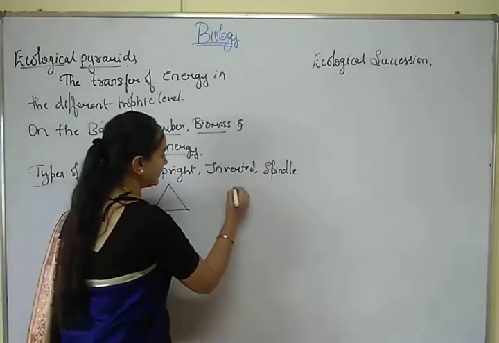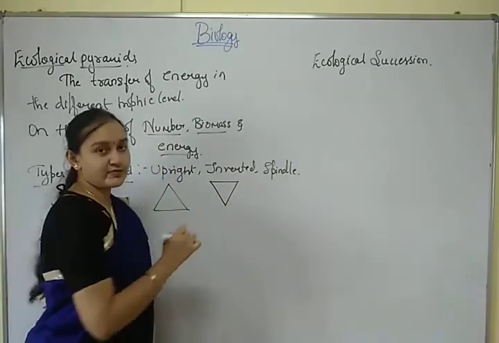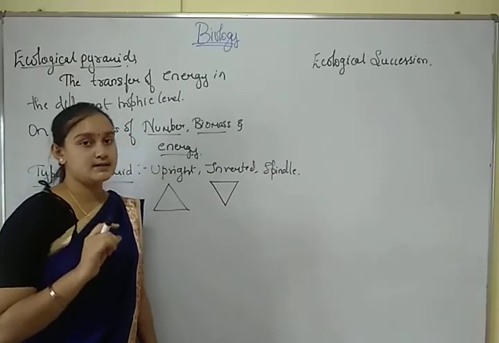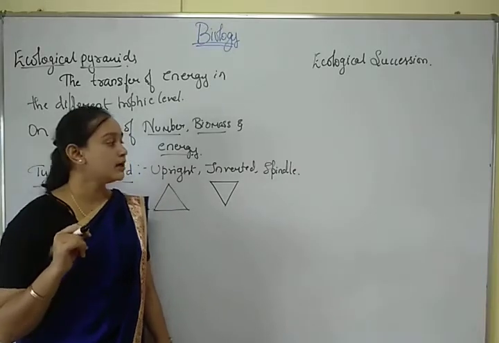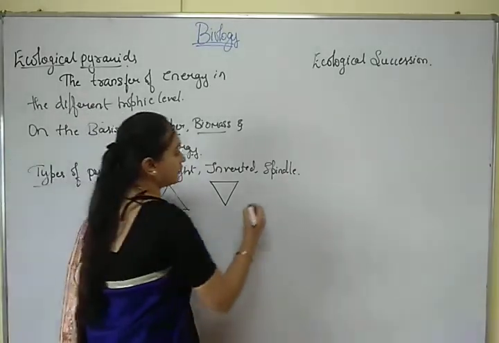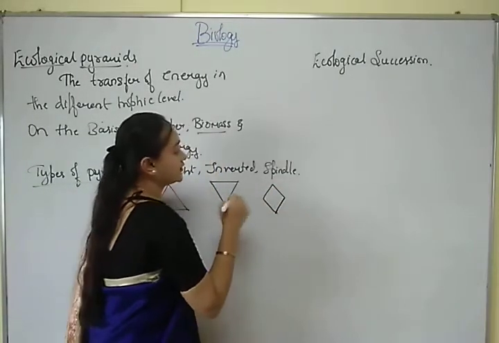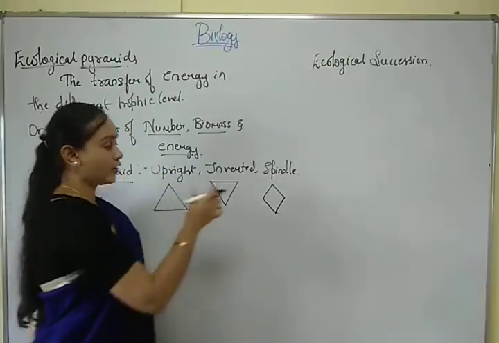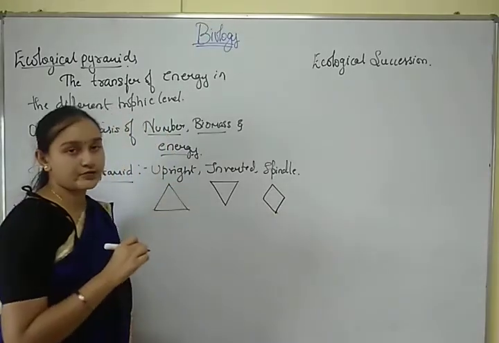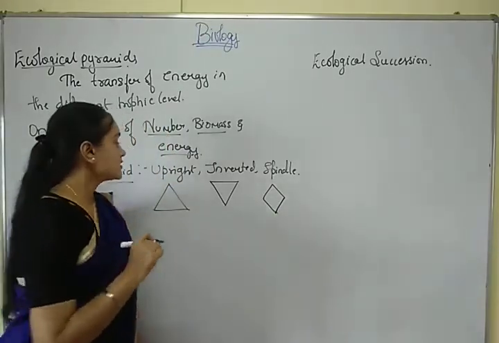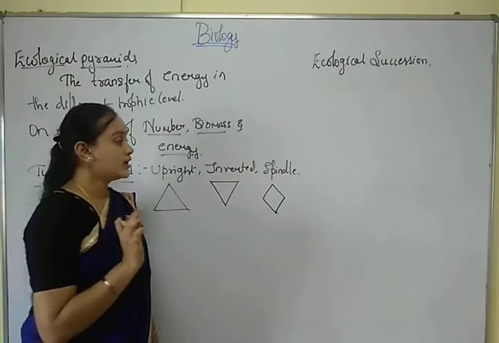Next one is inverted. In the inverted pyramid, the lowermost trophic level occupies less space, whereas the highest trophic level occupies more space. In the spindle, the middle trophic level is occupying more space, whereas the lower and the higher trophic levels are of less. So these are the types of pyramid: upright, inverted and spindle.